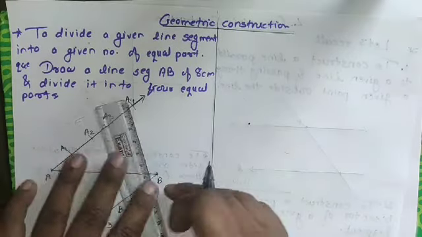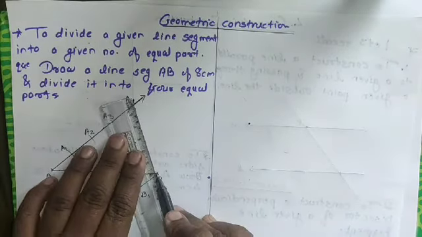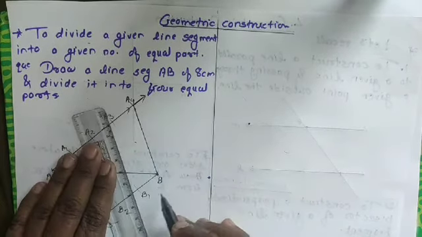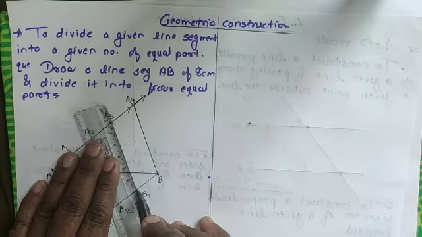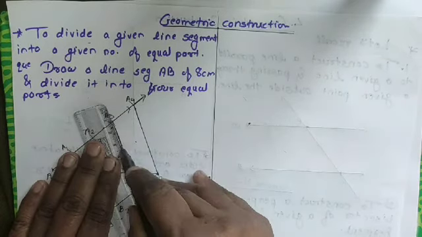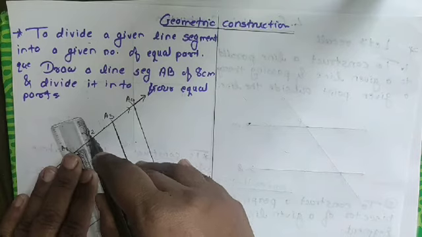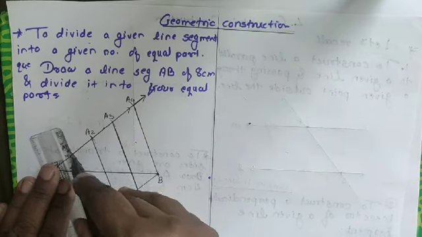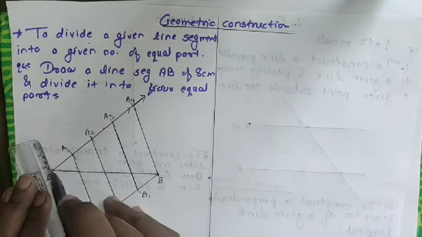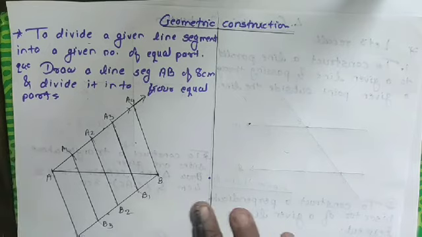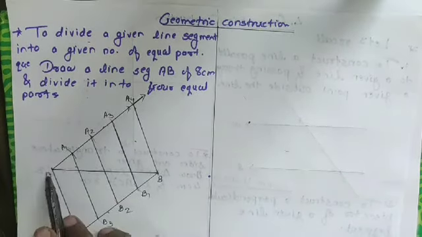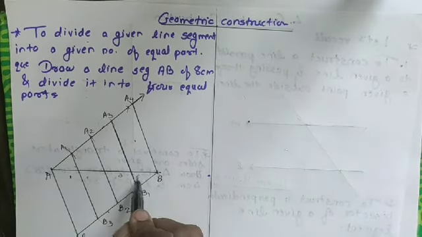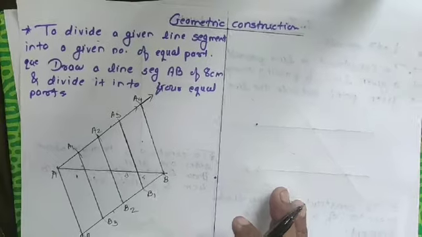Now we have to join A4 with this point B. Use a pencil. Many times I have told you to use only a pencil. Now join B1 and the next point, then A2 and this point, then the next points, and A1 and B4. Now if you see here, this is the segment AB and it is divided into 1, 2, 3 and 4 equal parts.